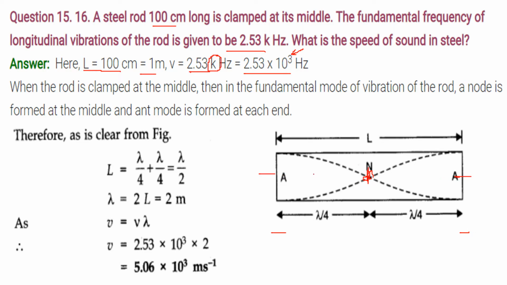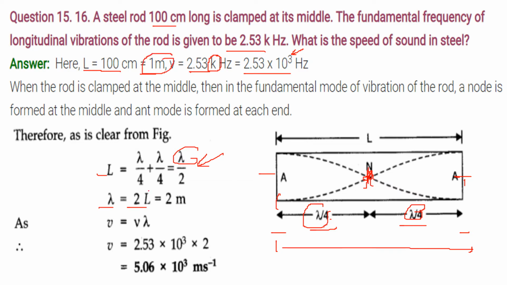So what is the situation here? From here to here, it is lambda by 4. From this point to this point, it is lambda by 4. When you add these two, lambda by 4 plus lambda by 4 is equal to lambda by 2. So L becomes lambda by 2. What will be lambda? L into 2. So lambda becomes 2L. And what is this length? 1 meter. Put length equal to 1 meter, you get 2 meter. Now we all know v equals nu lambda. Nu is the frequency. We are going to use this frequency. Lambda we just found out, 2. Put it here. Multiply them. This is the velocity.